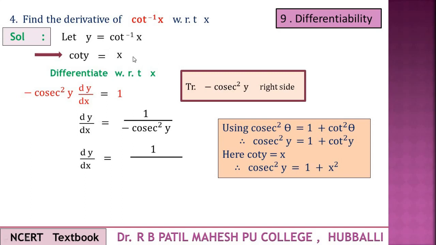From the first, second step, cot y is x, so replace it by x, and cosec square y becomes 1 plus x square. Or using the triangle method also, you can replace cosec square y and you will get the same substitution, 1 plus x square. So here it becomes minus of 1 plus x square, that is 1 divided by minus of 1 plus x square. So this is the answer, the derivative of the cot inverse x function. I hope you understood.